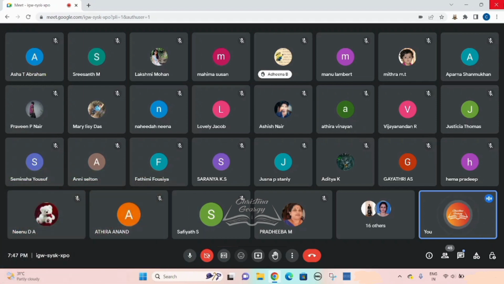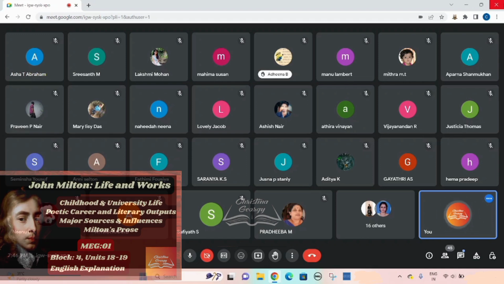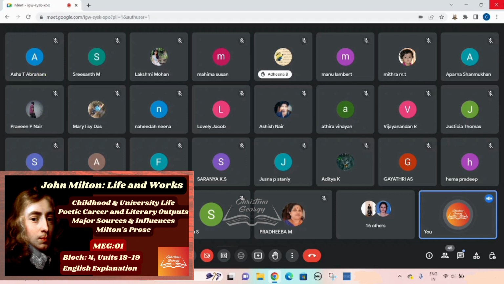Maybe you can read and understand, but for your examination, units 19 to 21 are of great importance. Even unit number 18 deals with Milton and his life. All those aspects you need to remember, at least the basic details, so that you can enrich your essay answers effectively. As part of unit 18, there is this specific section on an appraisal of Milton's poetic career.